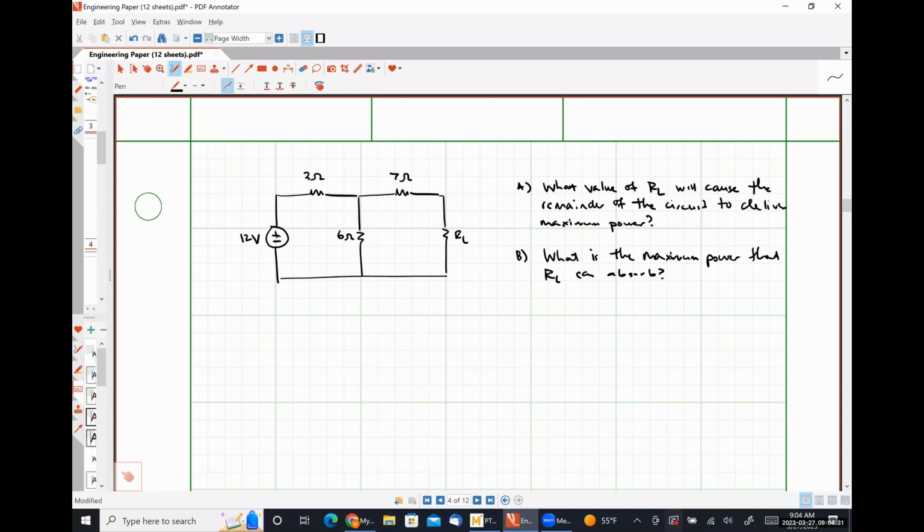So effectively, our goal here is to reduce everything that is connected to RL down to either a practical voltage source or a practical current source. Once we have the practical voltage source or practical current source representation of the remainder of the circuit, we can see what the source resistance is. And that will give us the answer to part A. And then we will simply apply our maximum power transfer equation to get the results for part B.